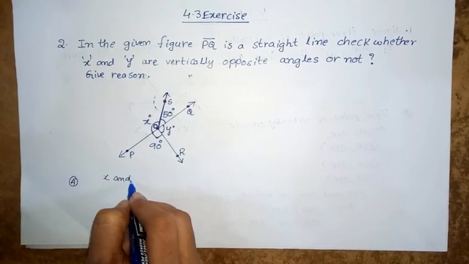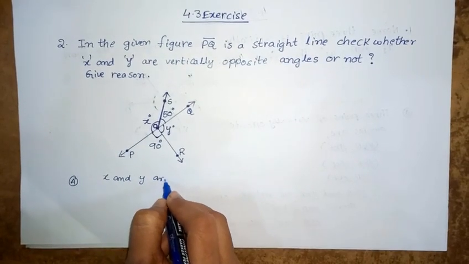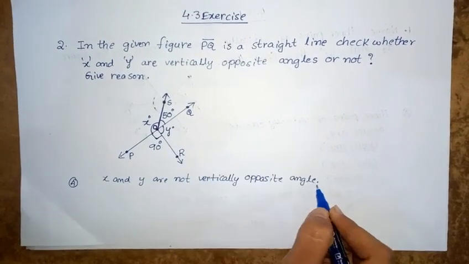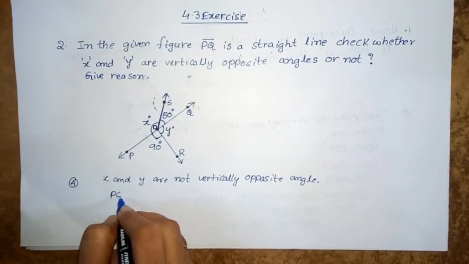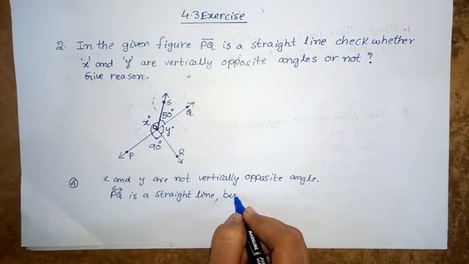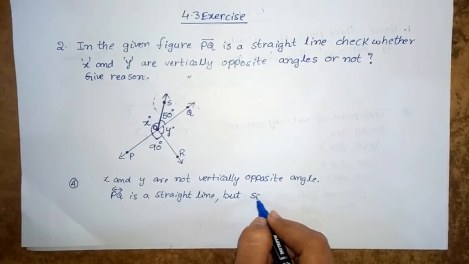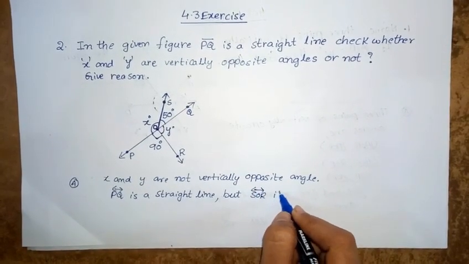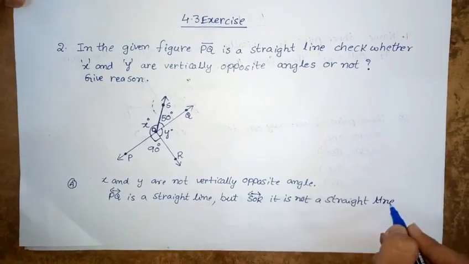X and Y are not vertically opposite angles. So PQ is a straight line, but SOR is not a straight line.